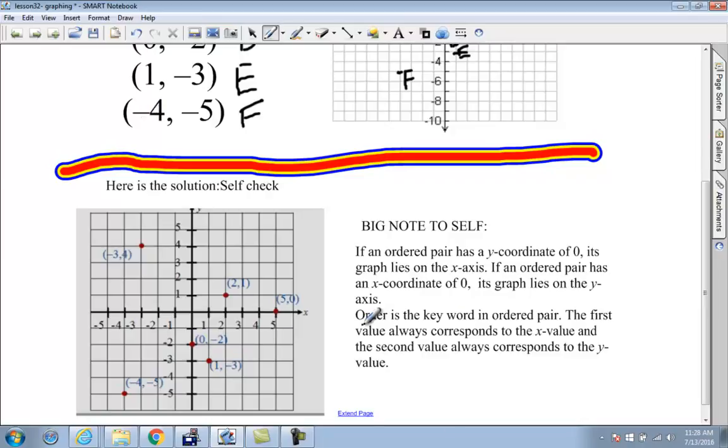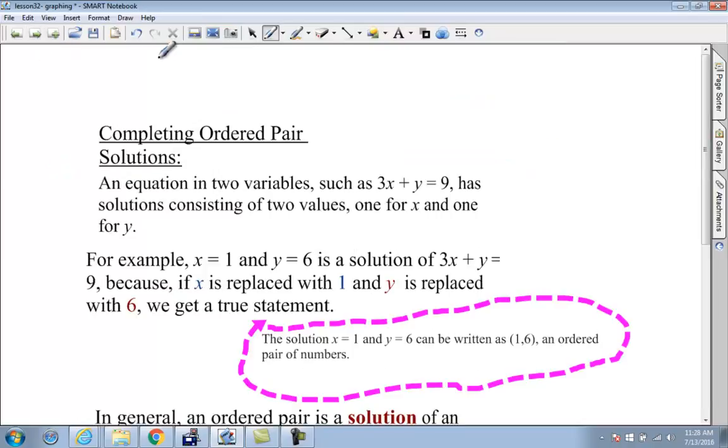Order is the key word in the ordered pair. The first value always corresponds to the x value, and the second value always corresponds to the y value as a matter of convention. So just make sure you're comfortable. All right, let's head to the next slide.